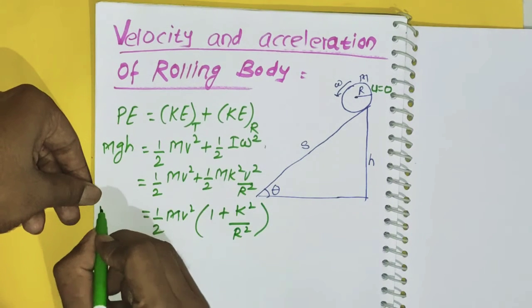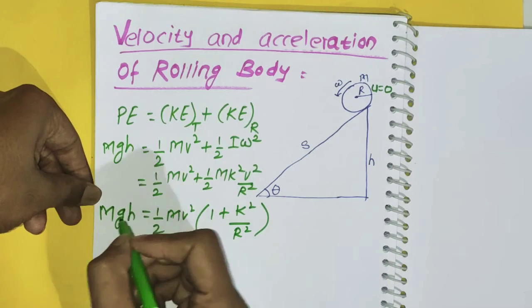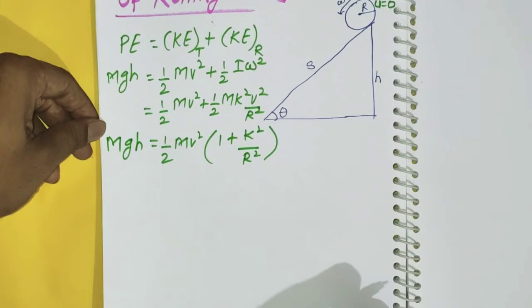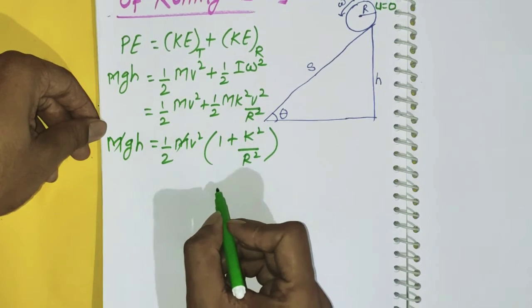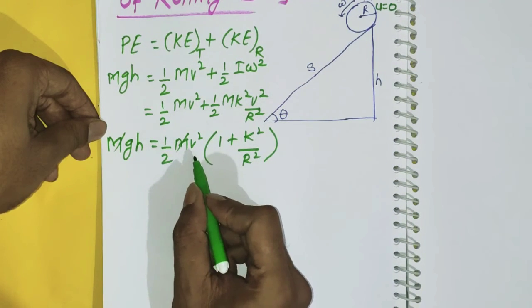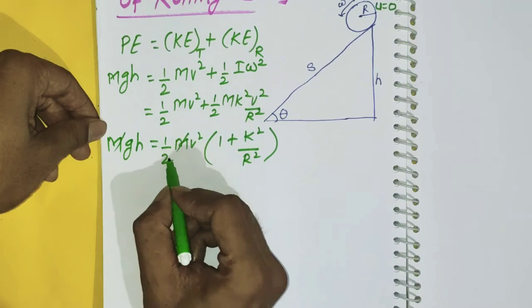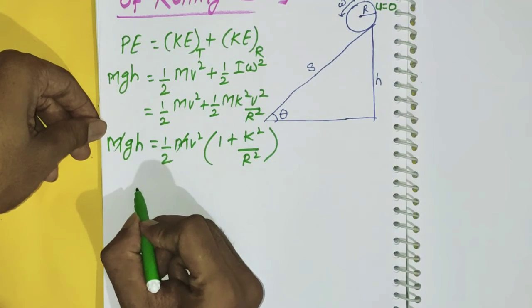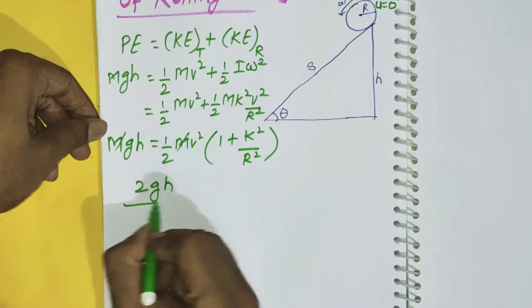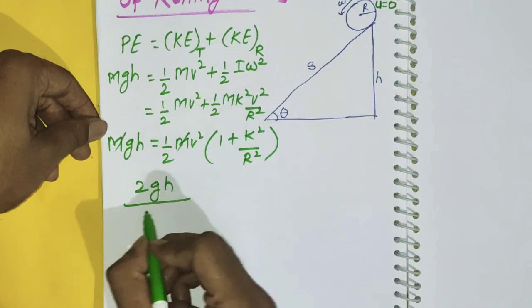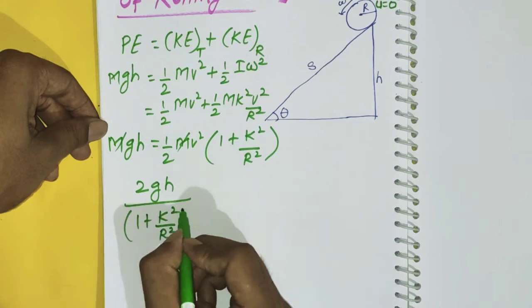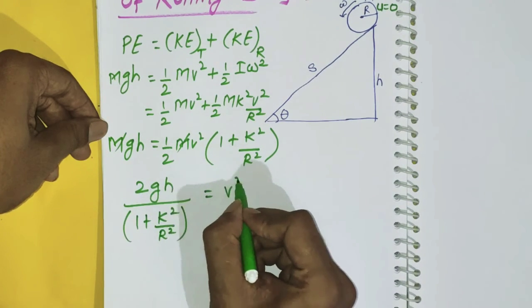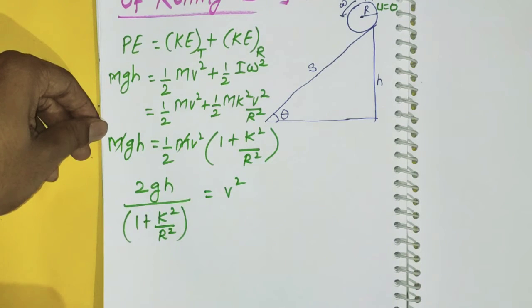So here equals mgh, that is the potential energy. Now m will get cancelled. Basically we have to find the velocity, that is v. This 2 will go with gh, so it will be 2gh, and 1 plus k square by r square in the denominator. So v square is equal to 2gh upon 1 plus k square by r square.